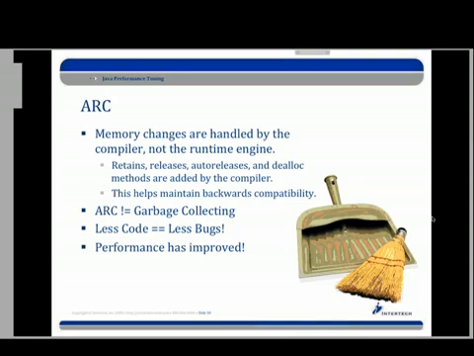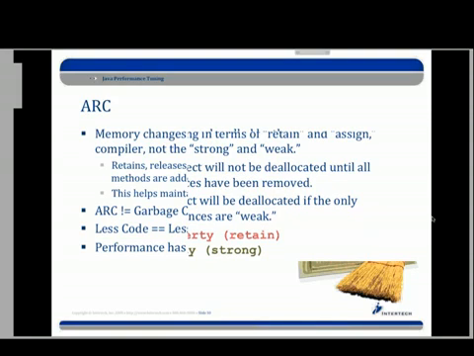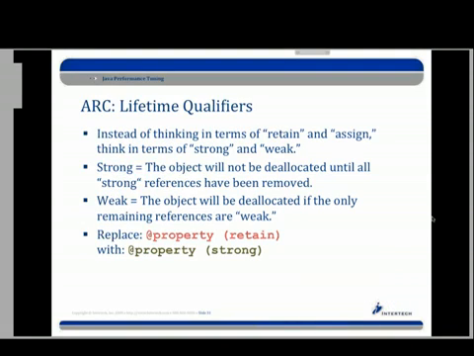And what it does is it analyzes your code, and instead of telling you about problems, it goes in and puts in the retains and the releases and the autoreleases and the dealloc methods for you. So it's still there, and that provides us backwards compatibility. The only issue is we don't have to write it. So if we don't have to write it, that's less code, and less code means fewer bugs.